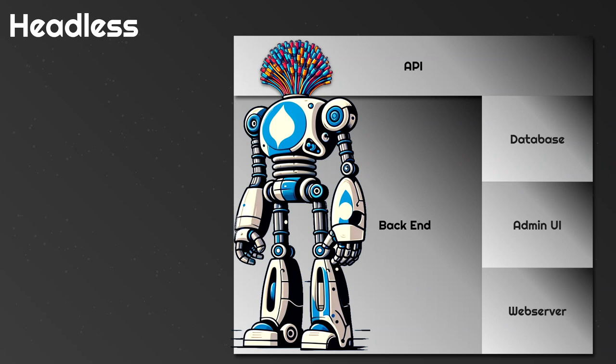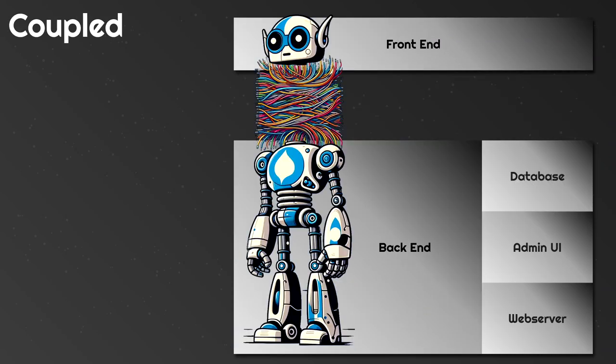When we're talking about coupled, this is a little bit different. Your native or your headed approaches are also coupled approaches. So when you have your head and you have your body, if they're connected with a bunch of wires that are all mangled together and they're hard to separate, and it's really challenging to put a new head on, then you're coupled, right?